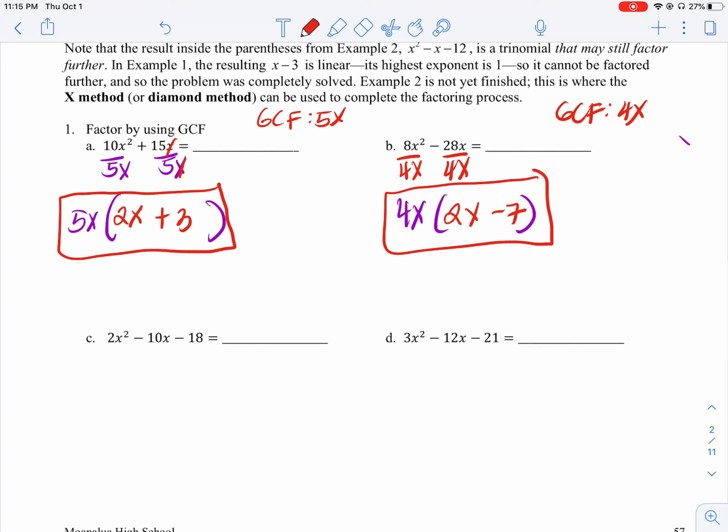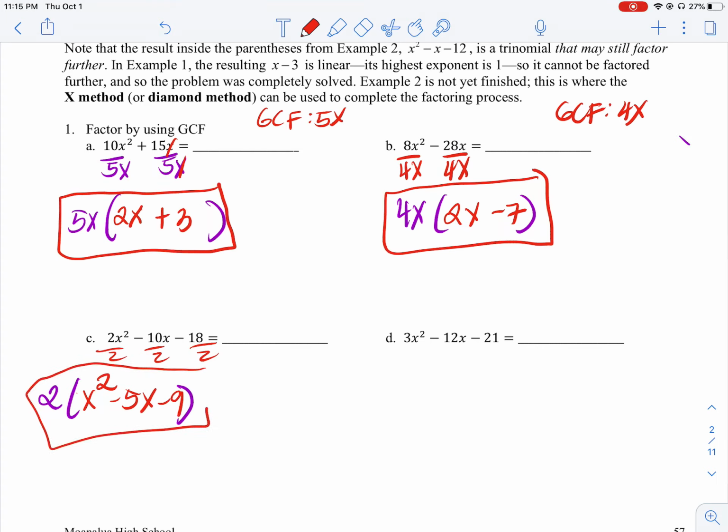What about number 2? It looks like the 18 doesn't have an x this time, so x wouldn't be common. What about 2? So let's put 2 on the outside. What goes inside? We'll divide each of them by 2. So you have 2x squared divided by 2, that's an x squared, minus 5x and then minus 9.